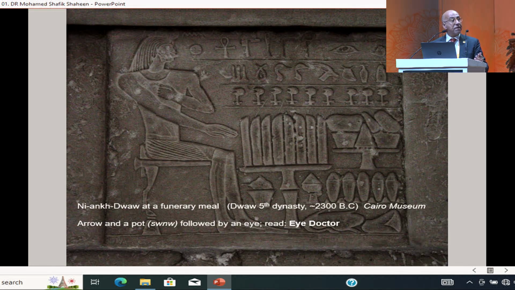And this is just a nice picture of a limestone for a man who died 2,500 years ago in Egypt, and the transliteration on his tomb limestone says that he was Ni'ankhwadjaw. Maybe he was the first ophthalmologist. He was the ophthalmologist of the king like 4,500 years ago.